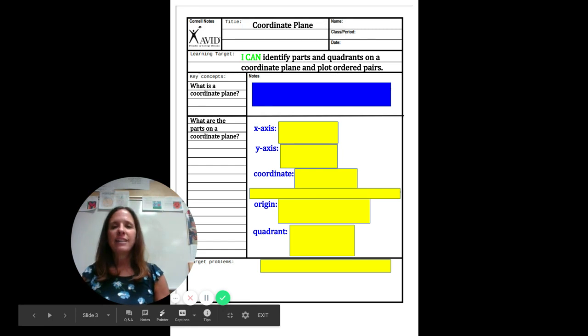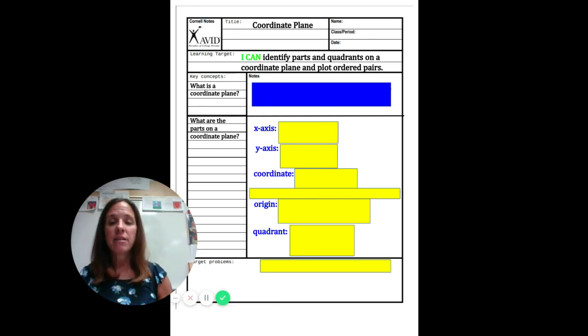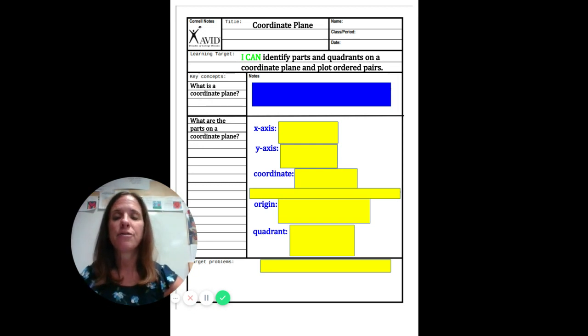You're going to need to add in your learning target. I can identify parts and quadrants on a coordinate plane and plot those ordered pairs. There's lots of definitions today, so we'll take our time in getting those written in.